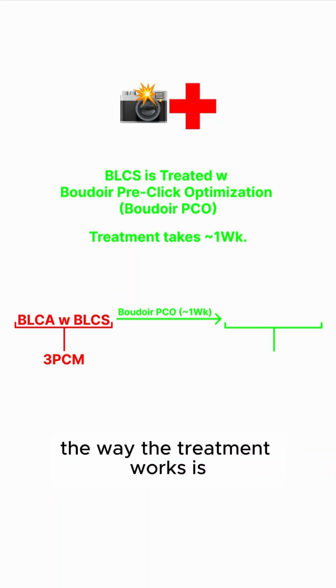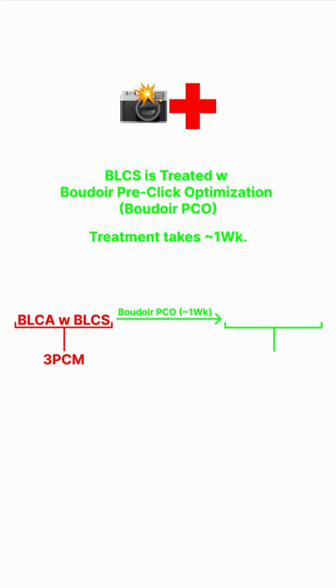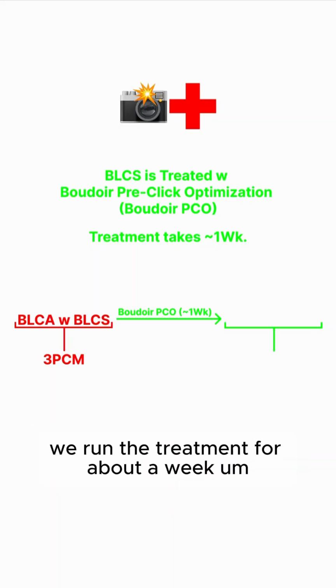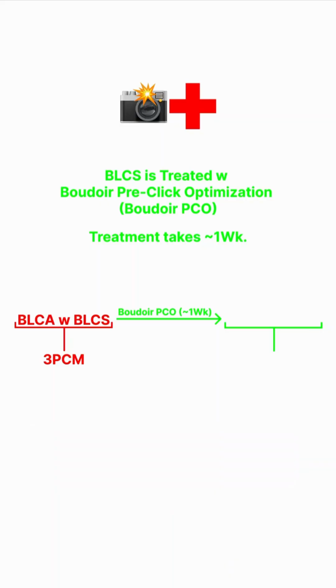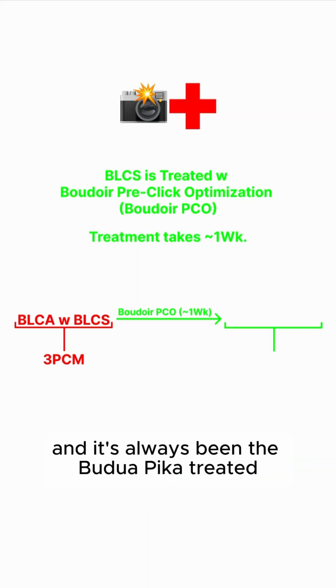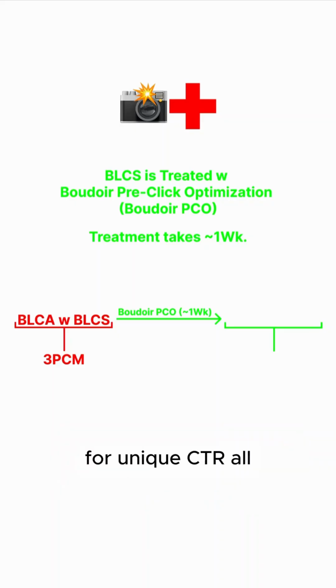The way the treatment works is we duplicate the current Boudoir Facebook ad, and we leave the original. And we apply the treatment on the duplicated one. We run the treatment for about a week. After about a week, we just keep whichever one has the highest metrics, and it's always been the Boudoir Pico treated ad that ends up with the highest metrics for unique CTR all.